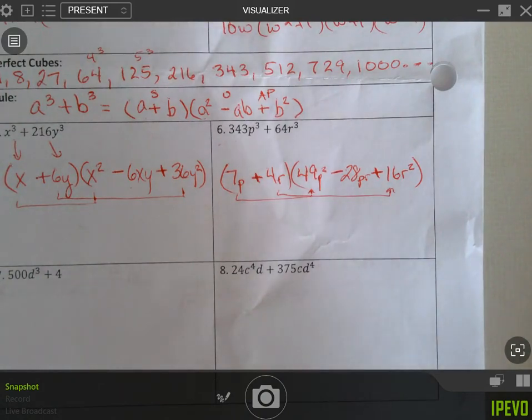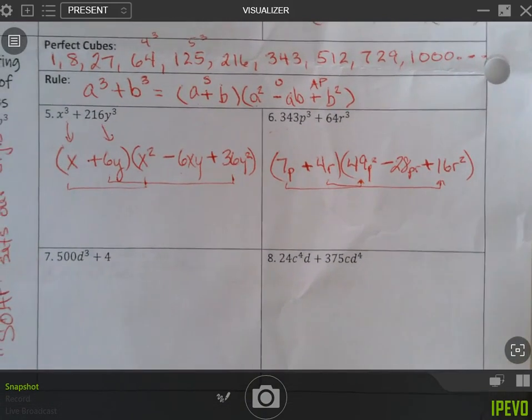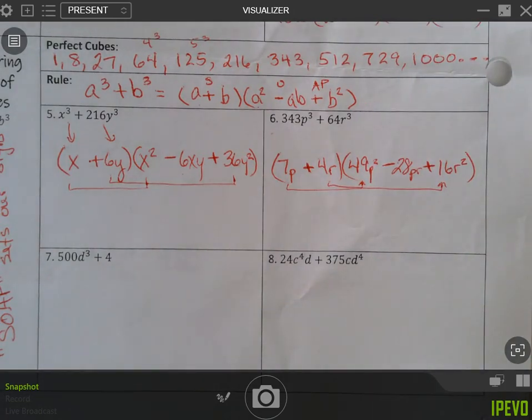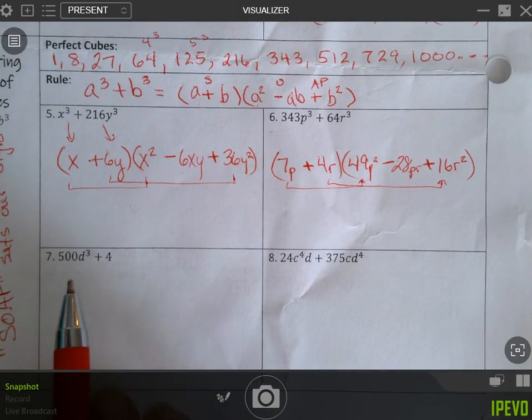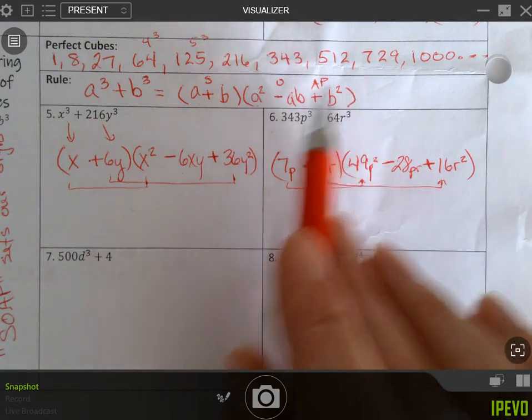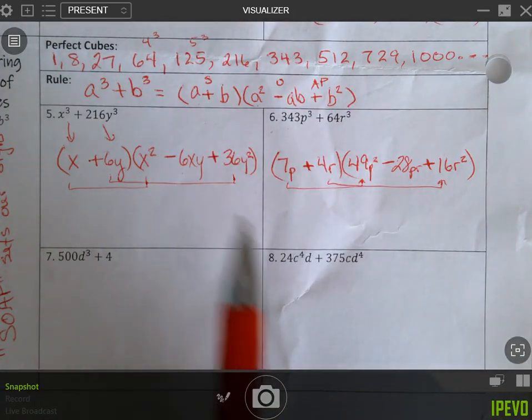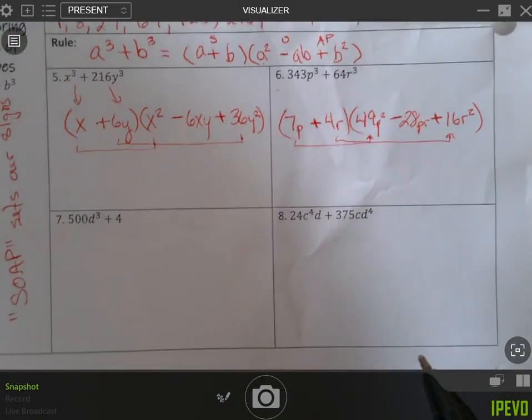Number 7. Well, this says cubic, right? So all of these should be cubic. Now remember, this is going to start getting mixed in eventually. D to the third is a cubic. It's power 3, but is 500 a cubic number? No. It's not on my list. If I put it in the calculator, I'm going to get an irrational number. Is 4 a cubic number? No. What did I forget to do? The most basic thing. Forgot to look for a GCF.